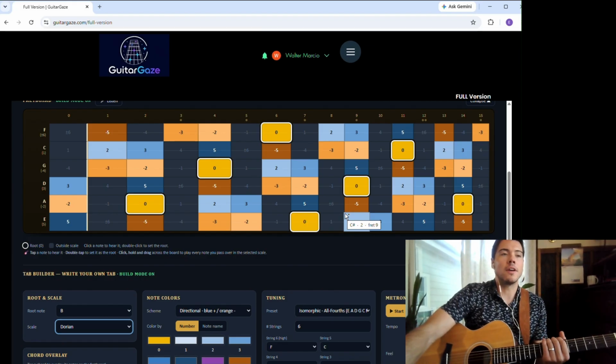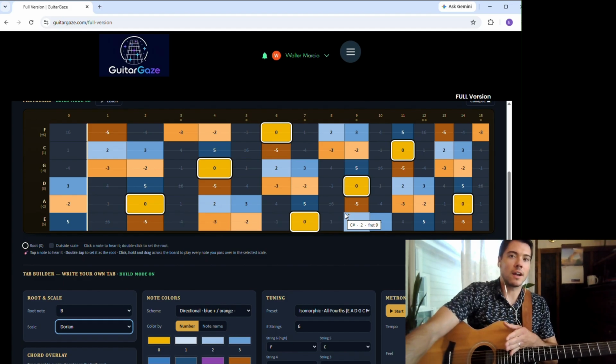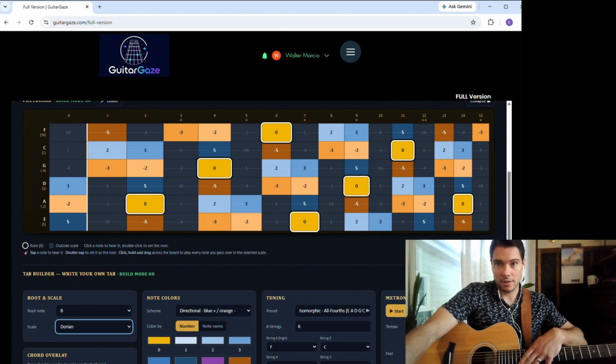And if you can master the Dorian mode and maintaining interval awareness while navigating freely across the fretboard with it, that is going to put you on the fast track to learning all of those other scales and modes very quickly. So that is the end of today's lesson.